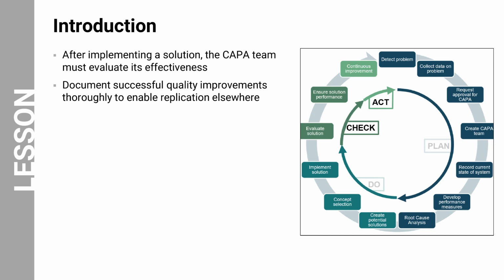After a CAPA team has implemented a solution which focuses on the root cause of the problem, the team must then evaluate the effectiveness of this solution. If a company can find an easy solution to a problem that truly improves their overall quality, it is important that this solution be thoroughly documented so that it can be replicated elsewhere.